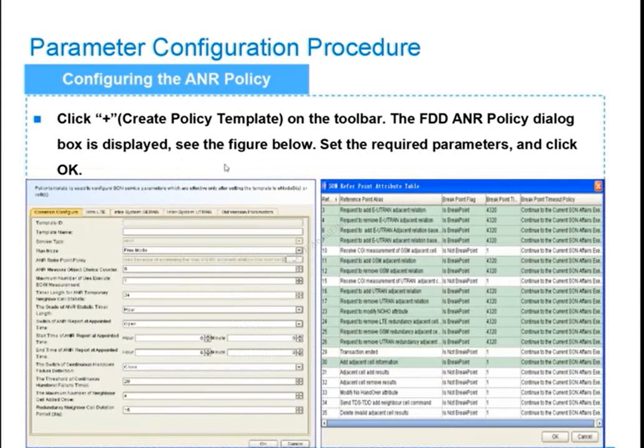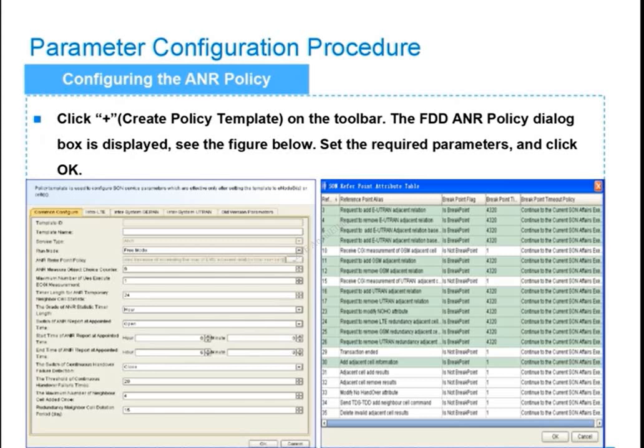In this ANR policy, it includes the common configuration, intra-LTE, inter-system GERAN, inter-system UTRAN, these parameters. We will configure them one by one. The common configuration will be used for all the dedicated configurations. For intra-LTE and inter-system, they will use the basic information. After that, if we configure the intra-LTE ANR, no matter intra-frequency or inter-frequency, we should configure the intra-LTE.